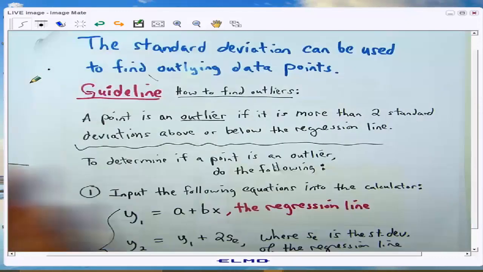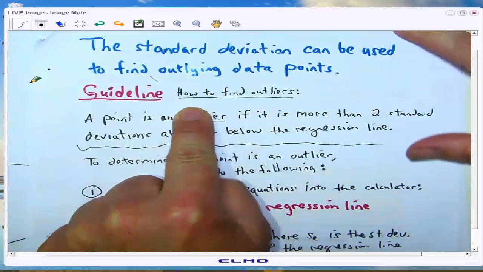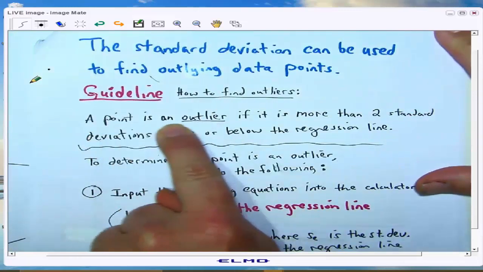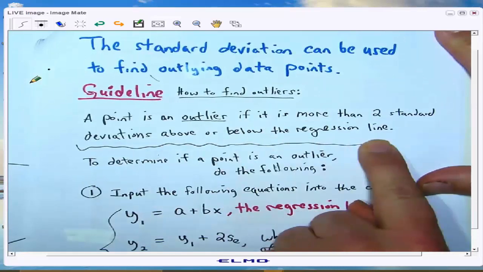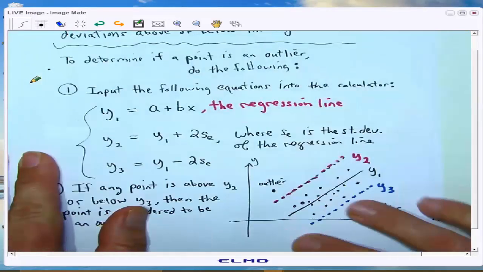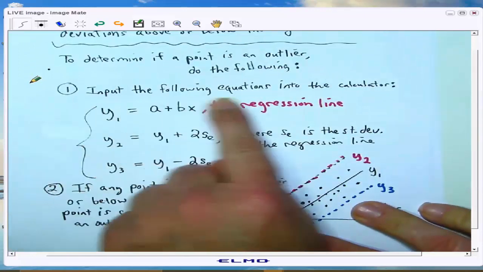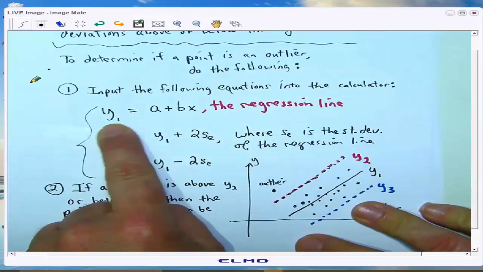The standard deviation can be used to find outlying data points, and here's how we do it. We use this guideline: a point is an outlier if it is more than 2 standard deviations above or below the regression line. To determine if a point is an outlier, we do the following. We input these 3 equations into our calculator. Y1, the regression line.